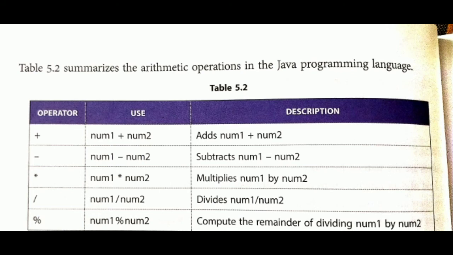Num1 minus num2. Third one is multiplication, used for multiplying two numbers. Fourth one is division. It is used for dividing two numbers. All of you are familiar with these operators, right? And last one is modulo. That is, it will compute the remainder of dividing num1 by num2. We divide two numbers and the remainder that we get for this division is taken as the modulo. So these are the 5 types of arithmetic operators used in Java program.